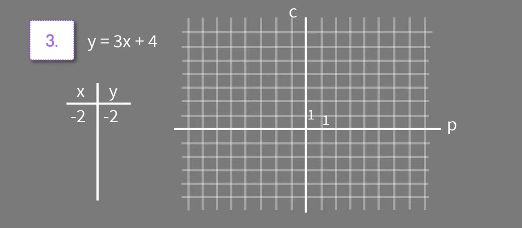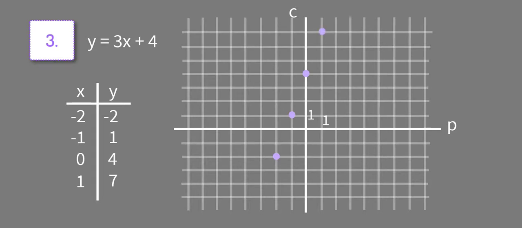So we'll come over here, -2, -2. We'll go ahead and go up to -1. We shouldn't need to write that out. You can if you'd like, but 3 times -1 is -3, plus 4 is 1. So at -1, we're at 1. At 0, we are at 4. 3 times 0 is 0, plus 4 is 4. So that's right up here. And at 1, we have 3 times 1 is 3, plus 4 is 7. So that's going to be right up here.